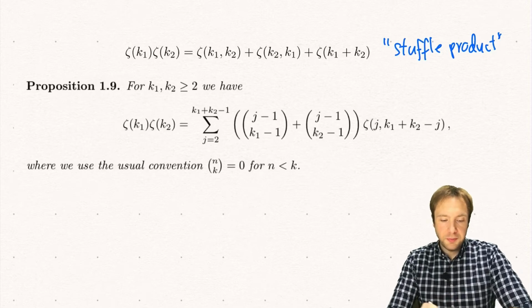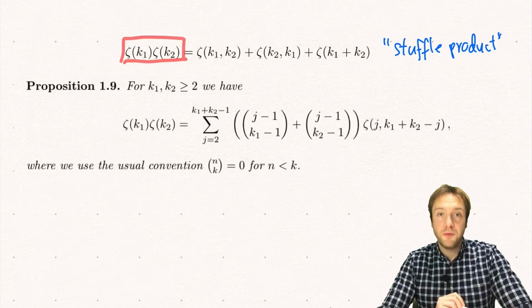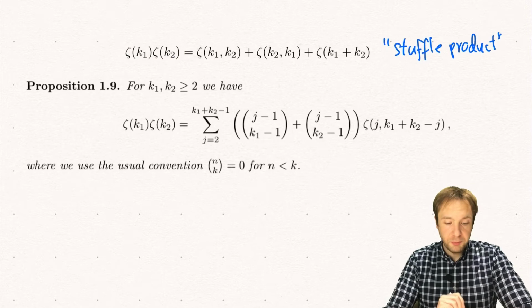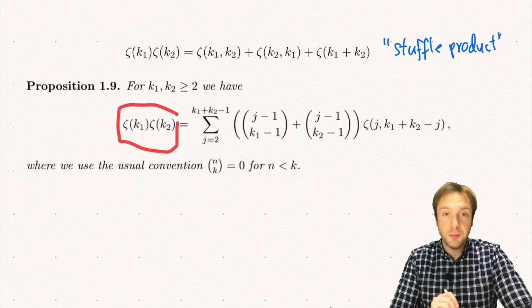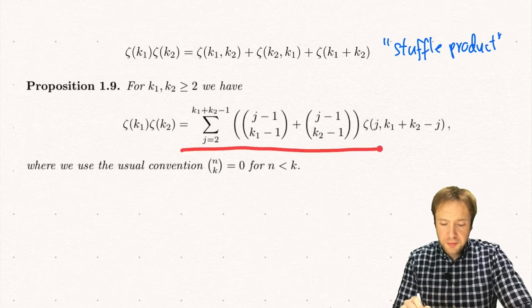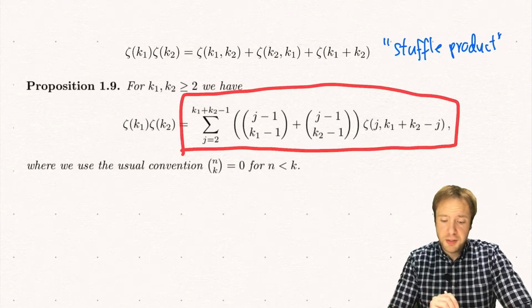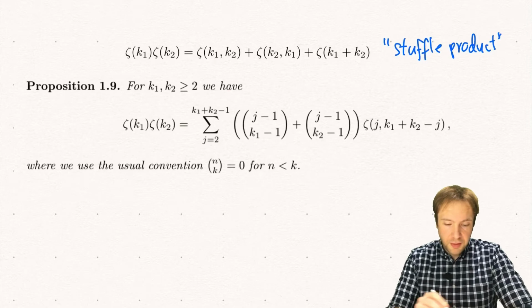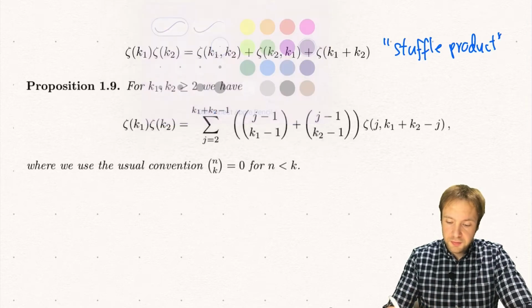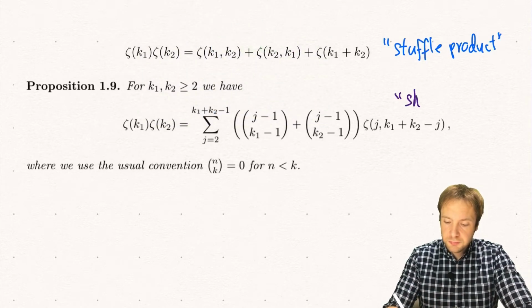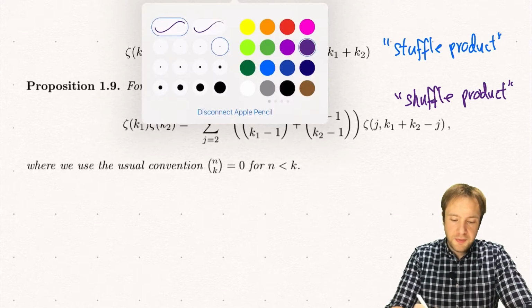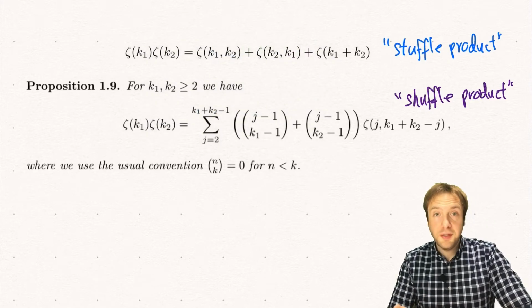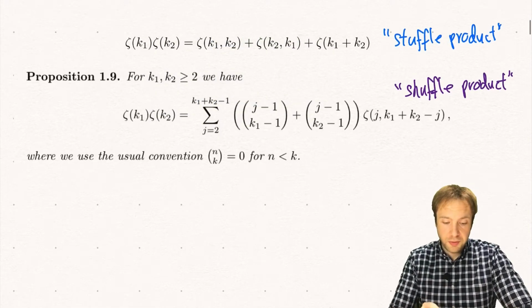But there's another way to express this product of two Riemann zeta values, which is given by this proposition. So if k1 and k2 are greater or equal to 2, so these two numbers make sense, we can also write this as this linear combination of double zeta values. And this is called the shuffle product. And this is the first exercise, showing that this equality holds.